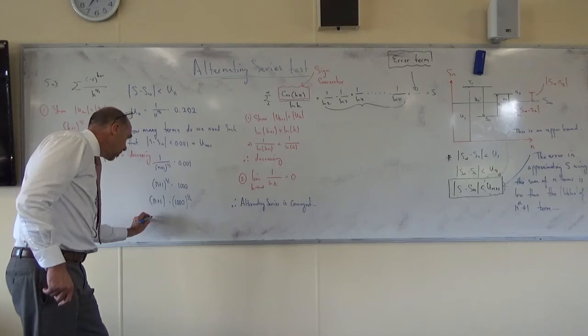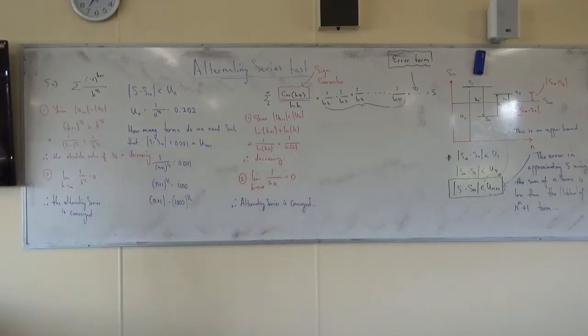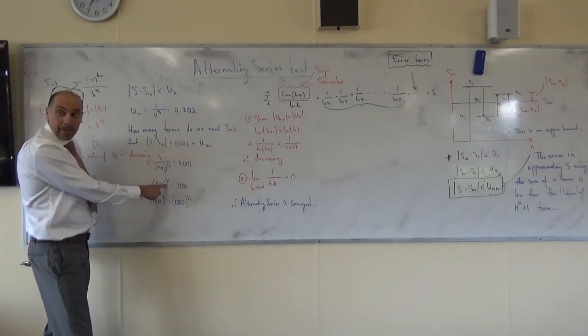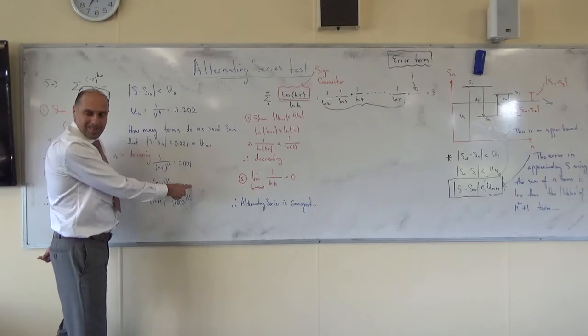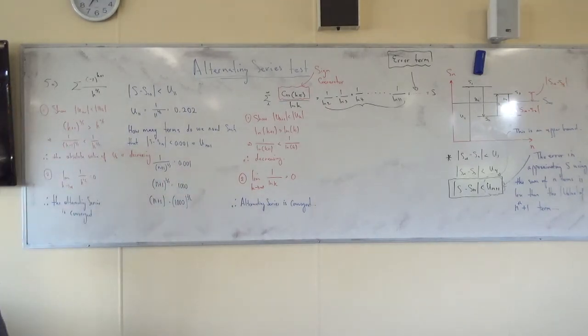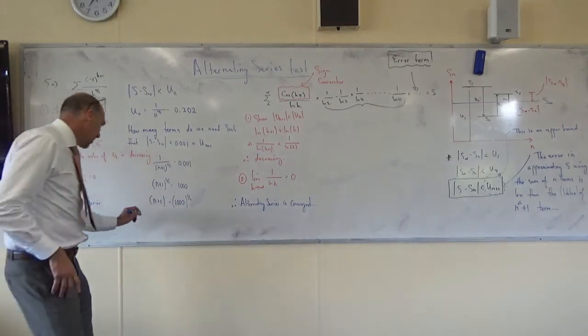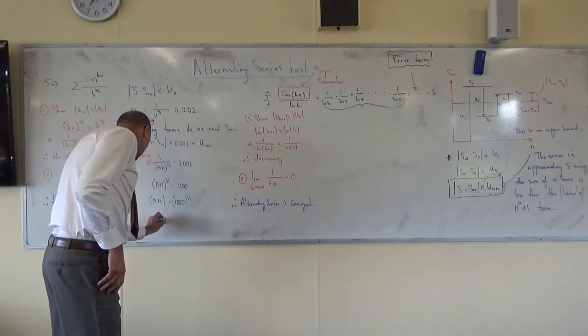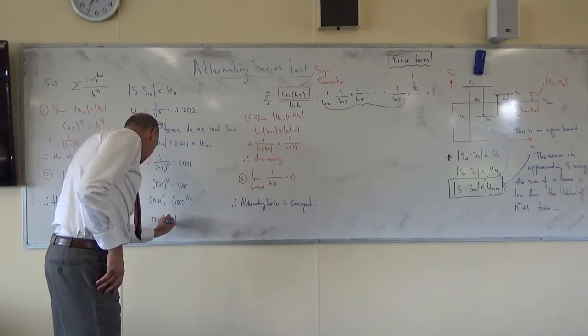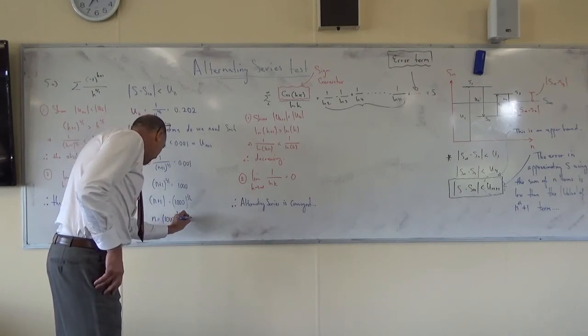No, it's 2 on 3. Yeah, but I need to raise it to 3 on 2. If I raise this to 3 on 2, I get 1. And I've got to raise that to 3 on 2 as well. Agree? And then subtract 1. Can someone do that for me? So in other words, I need n equals 1,000 to the 3 on 2 minus 1.